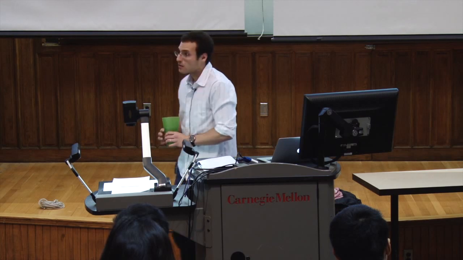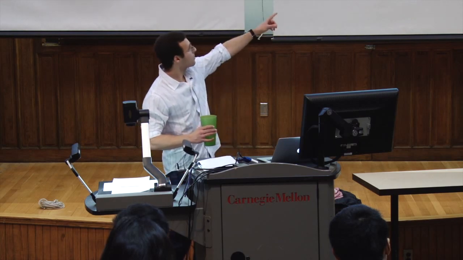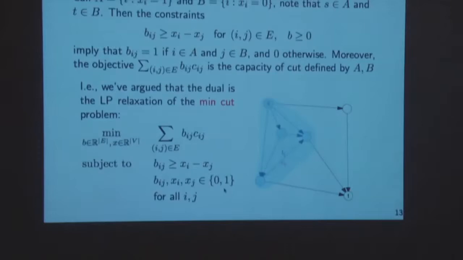Do I have to specify that Bij is bigger than or equal to 0, say xi equals 0 and xj equals 1? Are we talking about the slide? Yeah, that one. Well, Bij is always 0 or 1, so it's always bigger than or equal to 0. This means that all three of these have the constraint that they are either 0 or 1.